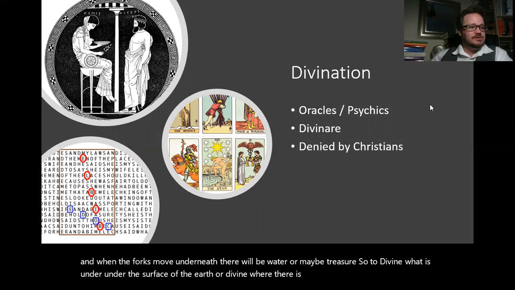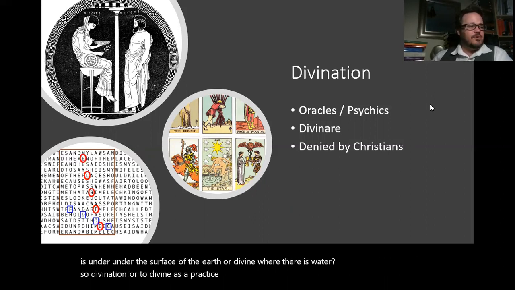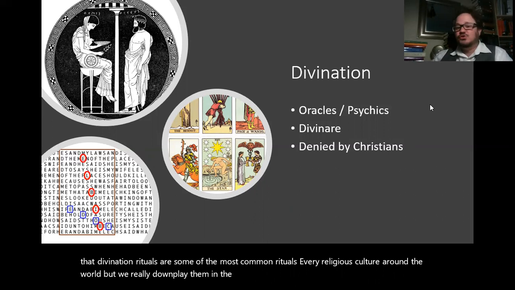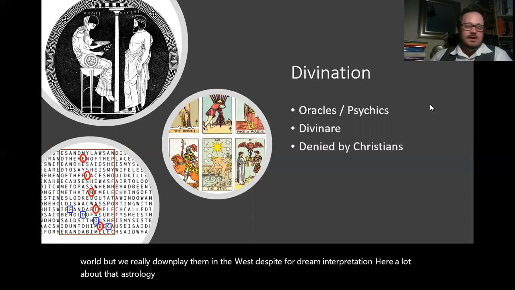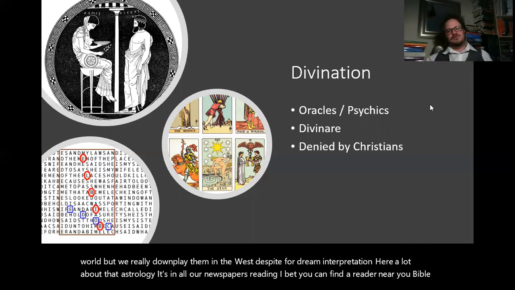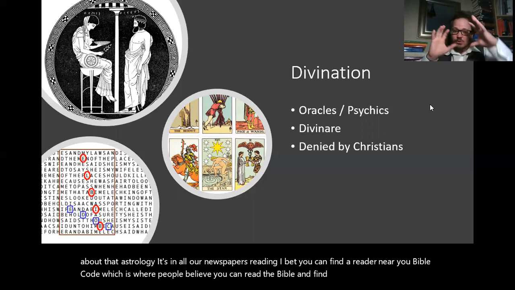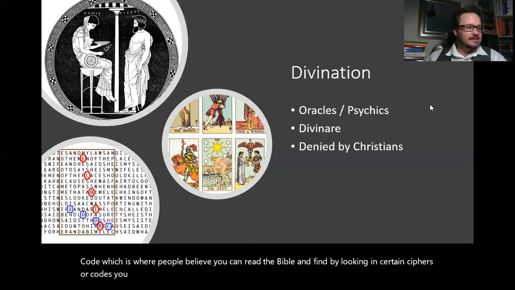So divination, or to divine, is a practice to intuit, predict, or fathom the future. Now, I would argue that divination rituals are some of the most common rituals in every religious culture around the world. But we really downplay them in the West, despite dream interpretation. You hear a lot about that. Astrology, it's in all our newspapers. Palm reading, I bet you can find a palm reader near you. Bible code, which is where people believe you can read the Bible and, by looking at certain ciphers or codes, find hidden messages.